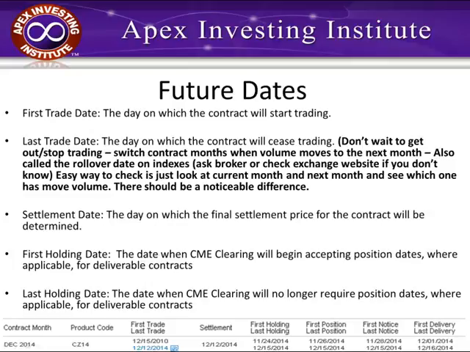The reality is you should never be worrying about settlement date, first holding date, or last holding date unless you're actually looking at taking delivery or delivering. If you have 100 ounces of pure gold, or a whole lot of cattle, or you want to get a whole lot of cattle, that's the only reason you should be worrying about those dates, because you should be well out before any of those dates.